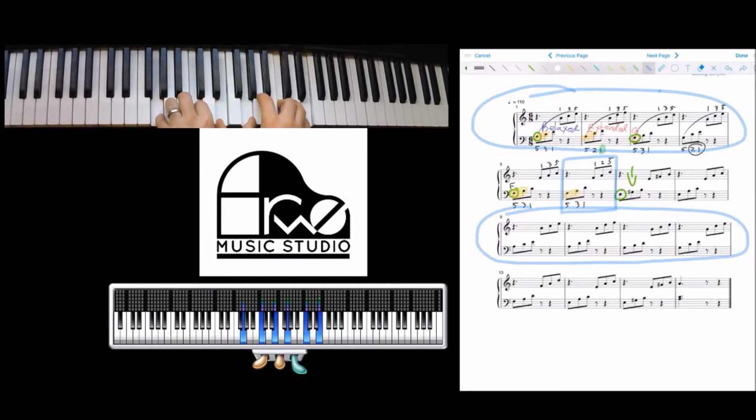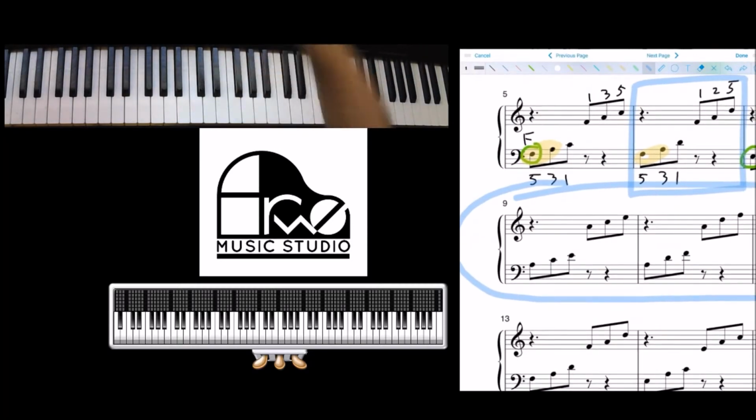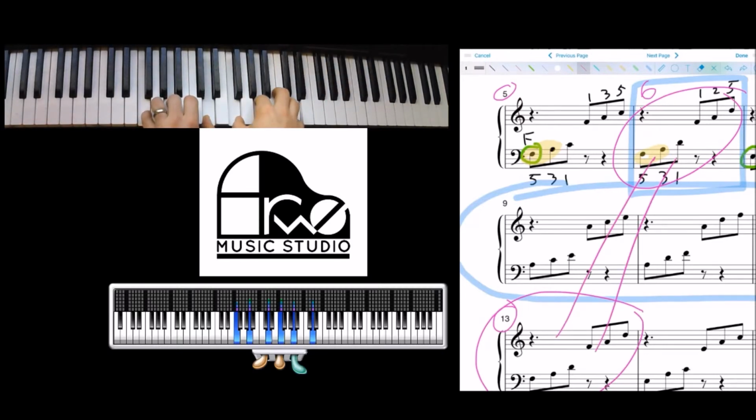And in measure 13, this is where things get weird, okay? So just try to follow this for a second. Measure 13 and measure 5 are not the same. Measure 13 and measure 6, these are the same, okay? These are the same fingerings. That's the weird fingering right there, all right?